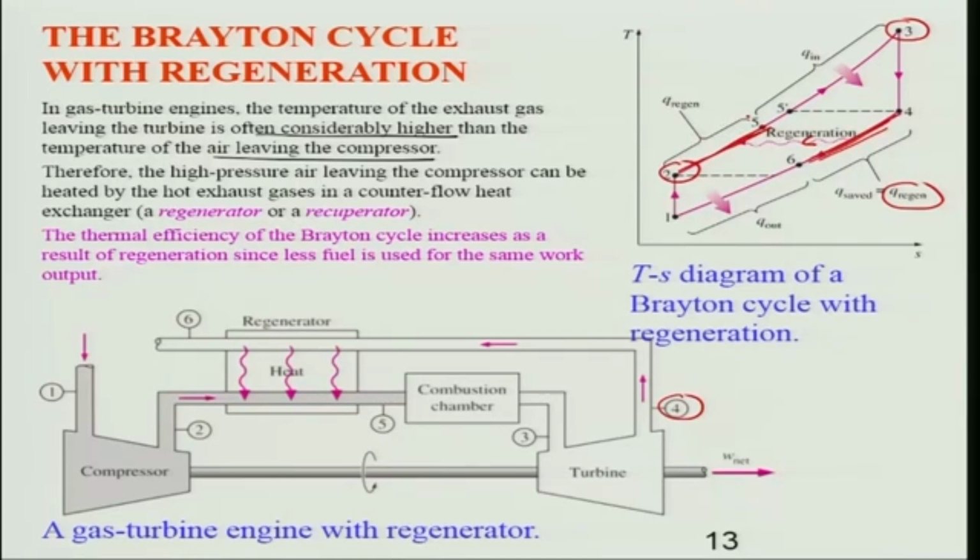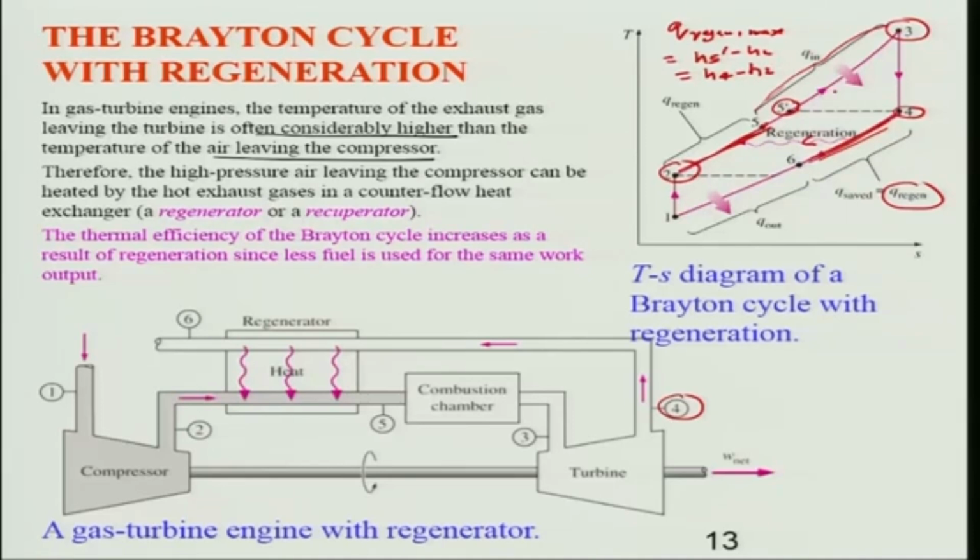Thus you are saving this much energy, okay, and the effective Q in is nothing but from 5 to 6. So 5 is an actual point where you can take it, but theoretically you can raise the temperature till 5 dash, which is equivalent to 4, okay, where this 4 is nothing but your exit of turbine. So the maximum heat regeneration is going to be H5 dash minus H2, which is nothing but H4 minus H2, okay.